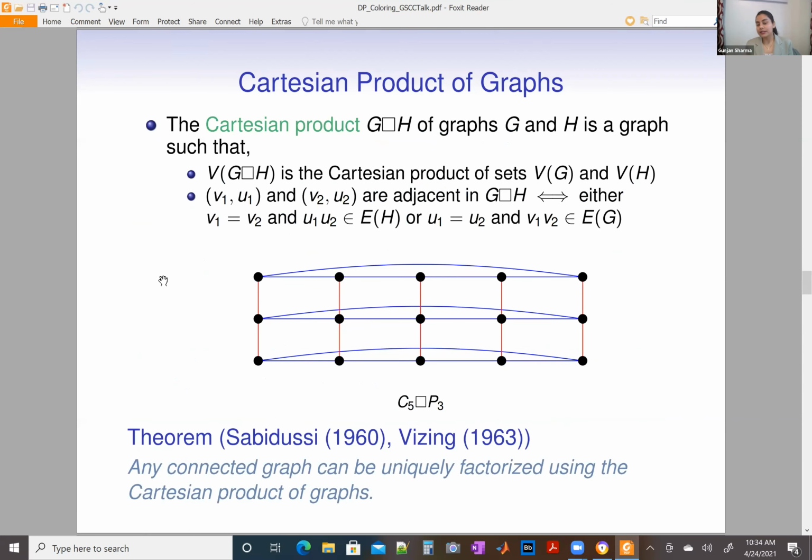Okay, so now because we are studying Cartesian products, I will not again discuss the technical definition, but just imagine that if we have a Cartesian product of two graphs G and H, corresponding to each vertex in G we have a copy of H, and corresponding to each vertex in H we have a copy of G, just like this picture here. So we have this grid-like structure in Cartesian products. Here's an example of the Cartesian product of C5 and P3.